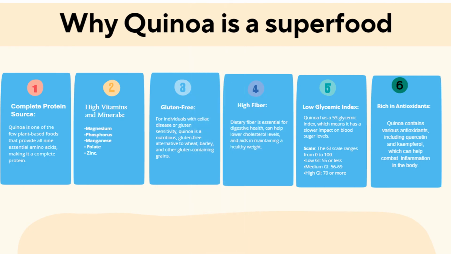So here are the different reasons why I have selected quinoa, because it is also called a superfood. Number one, complete protein source. It has all 9 essential amino acids in it, so it can be called a complete protein food. Number two, it has high vitamins and minerals. They are rich in magnesium, phosphorus, manganese, folate, and zinc. Number three, it is gluten free.